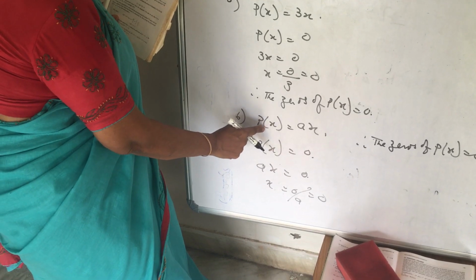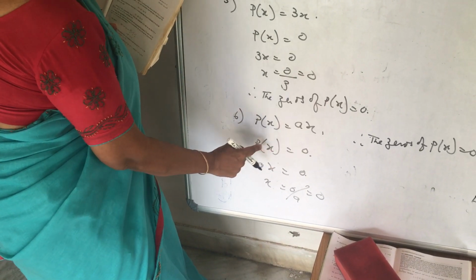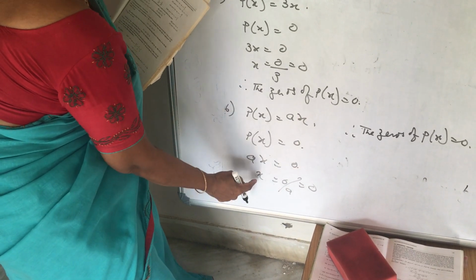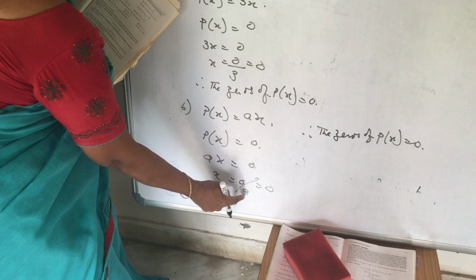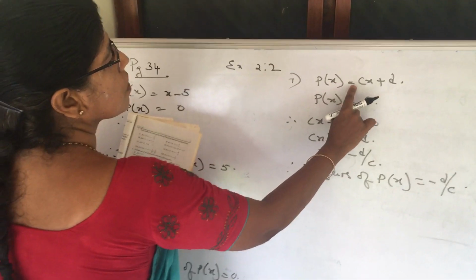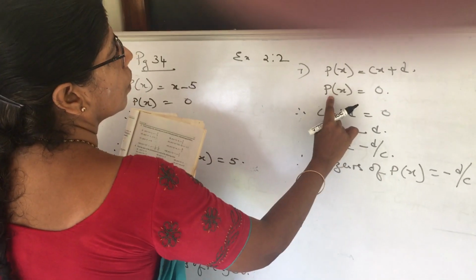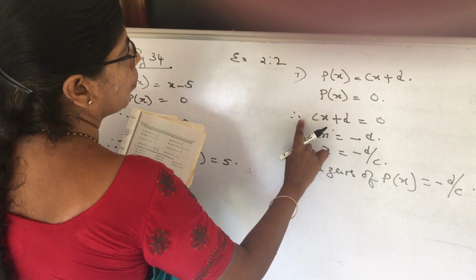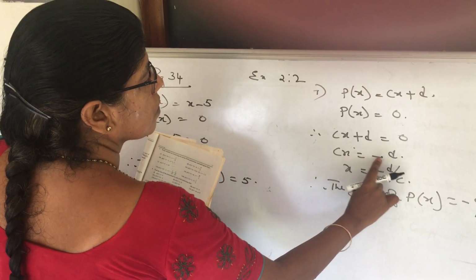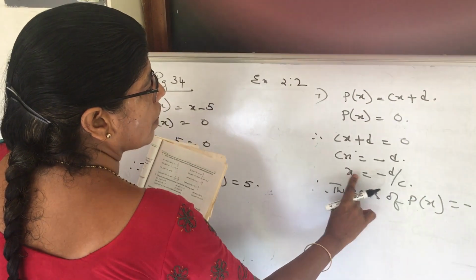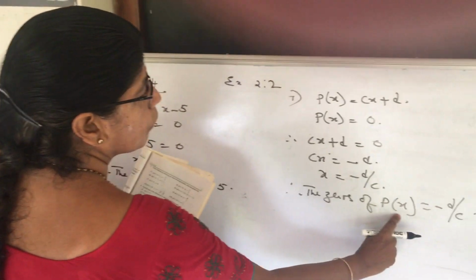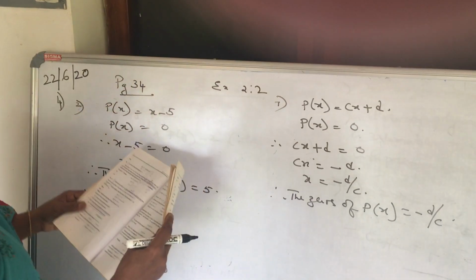Sixth bit, P of x is equal to ax. Polynomial equal to 0. ax is equal to 0. x is equal to 0 by a equal to 0. The seventh bit, children, P of x is equal to cx plus d. The polynomial equal to 0. Therefore, cx plus d is equal to 0. cx is equal to minus d. x is equal to minus d by c. The zero of P of x is equal to minus d by c.